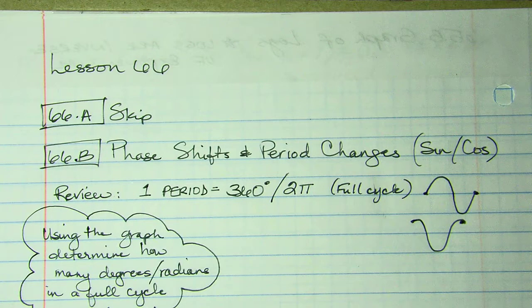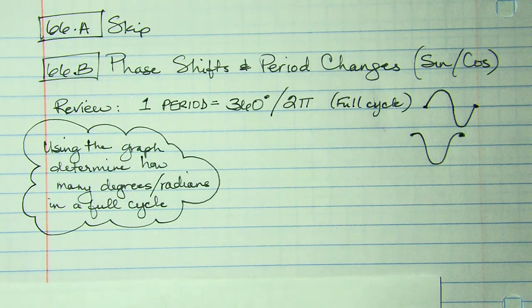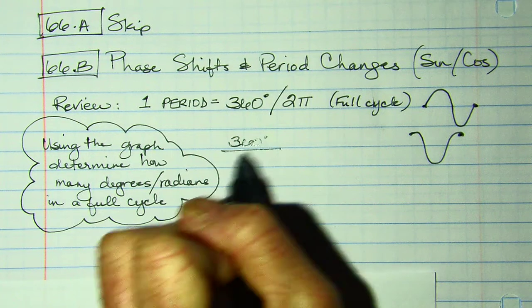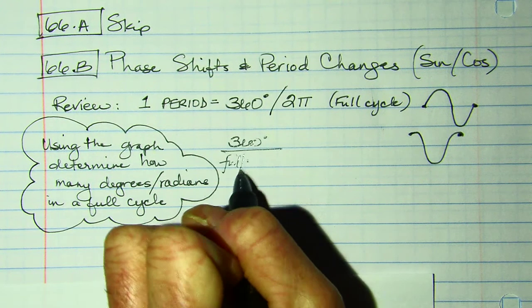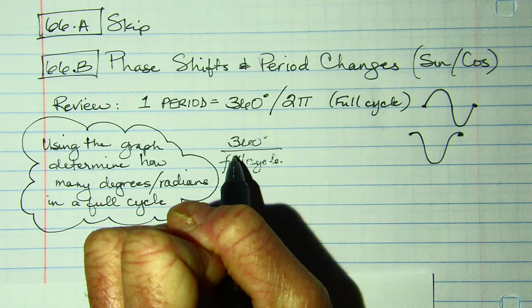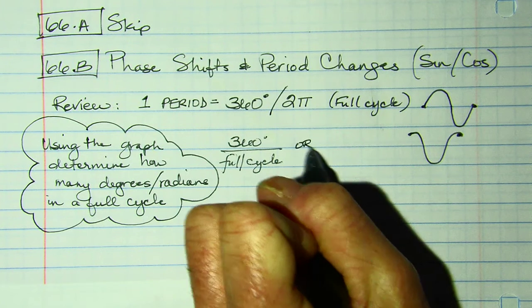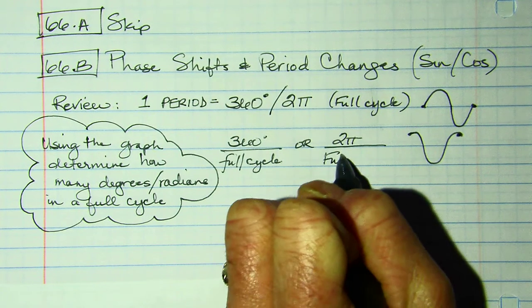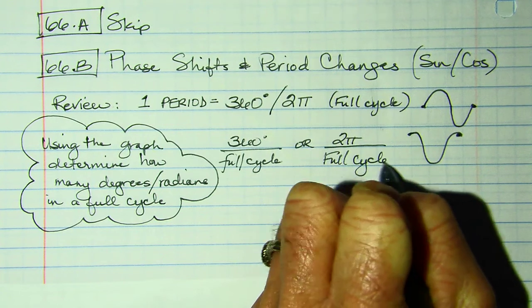So when we're writing equations, I put a little note here. You're going to look at the graph and determine how many degrees or radians it took for that graph to complete a full cycle. And so when we calculate it, it would be 360 degrees divided by the full cycle of your graph. Or if it's in radians, you're going to determine it by doing 2 pi divided by the full cycle in radians.